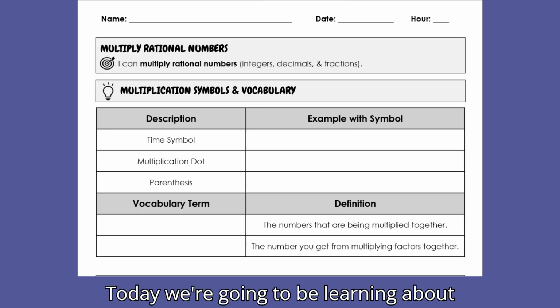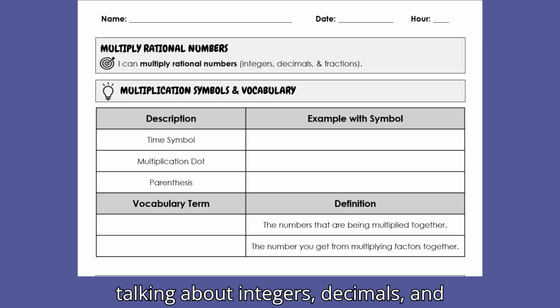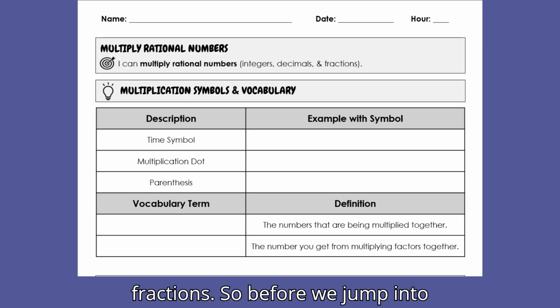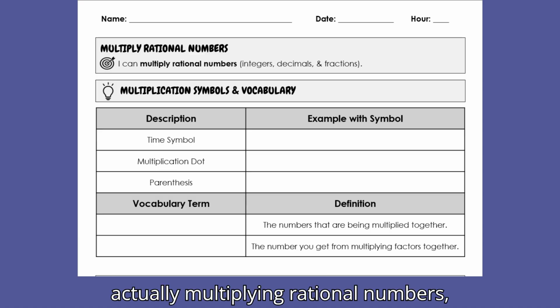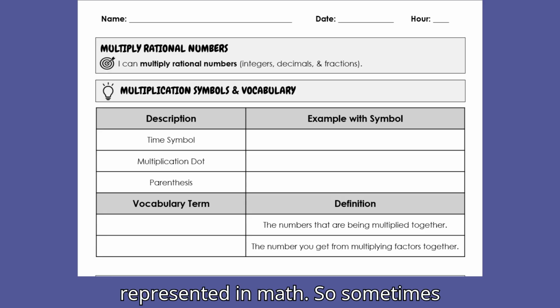Today, we're going to be learning about how to multiply rational numbers. When I'm talking about rational numbers, I'm talking about integers, decimals, and fractions. Before we jump into actually multiplying rational numbers, we're going to look at some of the ways that multiplication is actually represented in math.